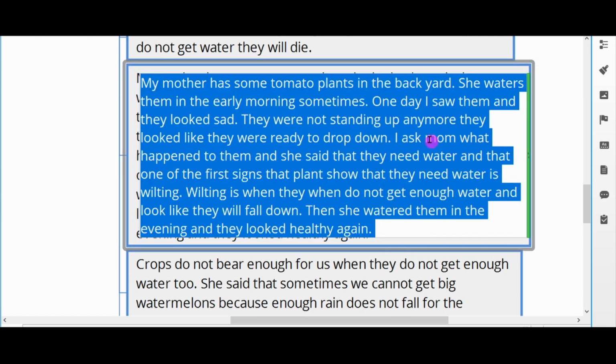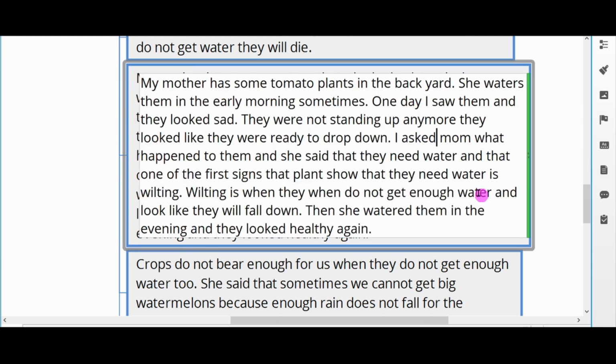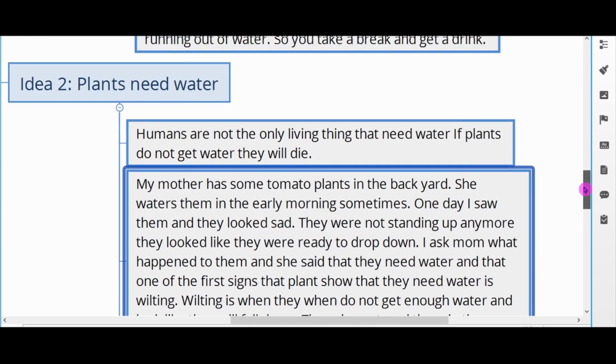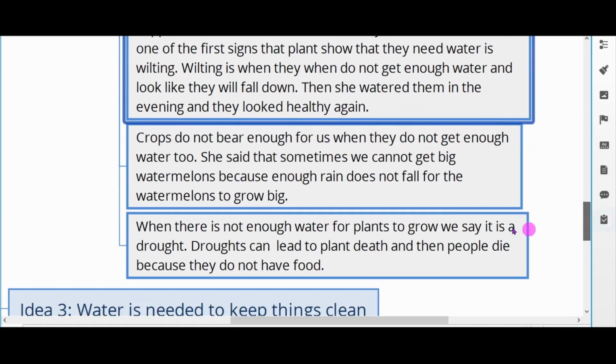I asked my mother what happened to them, and she said that they need water, and that one of the first signs that plants show that they need water is wilting. Wilting is when they do not get enough water and they look like they will fall down. Then she watered them in the evening and they looked healthy again. So that would be another idea that plants need water. Next one.